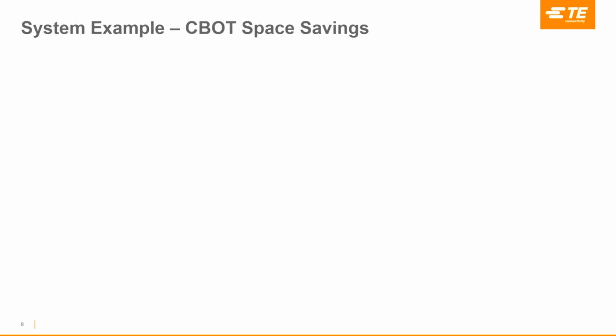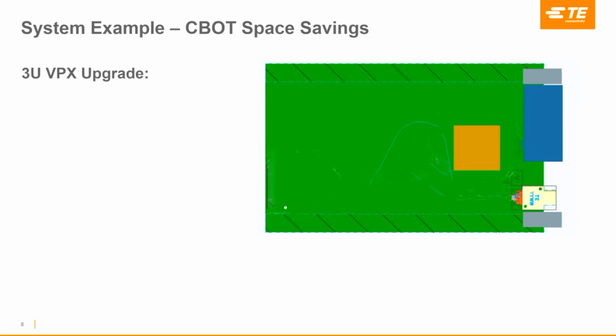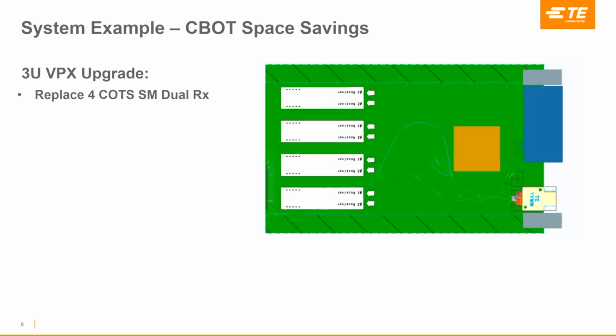This is a VPX example that we use to help a customer save some space. And so you have a 3U card with a VITA 66.4 connector on it. It happened to be a system that had 4 dual receiver, single mode receivers on it as the end of a sensor processor. And when the customer looked at that, that was a lot of space, and they were really kind of concerned about it.